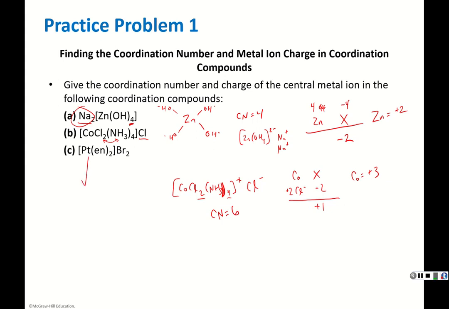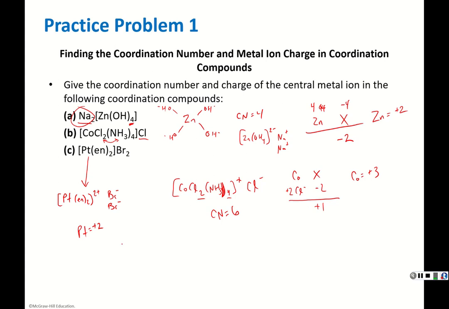And then finally, our platinum en2 Br2. Platinum en2 has to have a +2 charge, because we have 2 Br minuses balancing it. En is actually a neutral molecule, so it doesn't have any charge. So the platinum has to be in a +2 oxidation state, because that's what is giving us the overall charge of that complex ion.